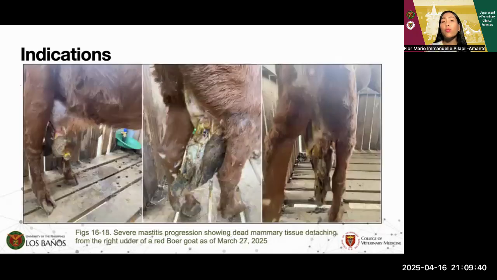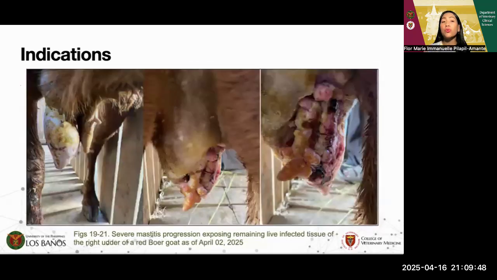And over 1 month, this dead mammary tissue freely detached itself from the remaining live mammary tissue to show us this, figures 19 to 21. And same as the cattle patient shown earlier, we are now being shown an extensive swollen alveolar duct system.